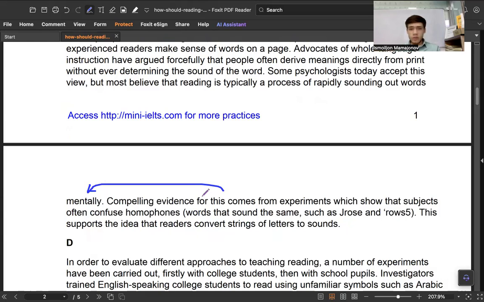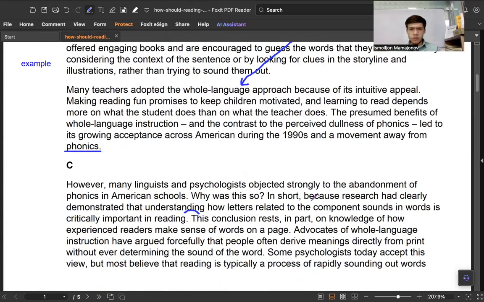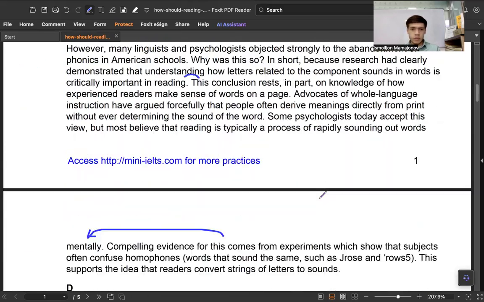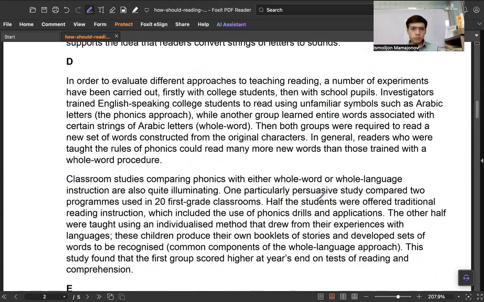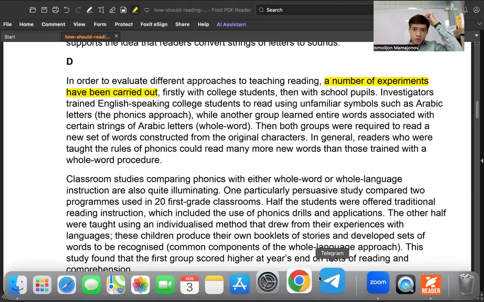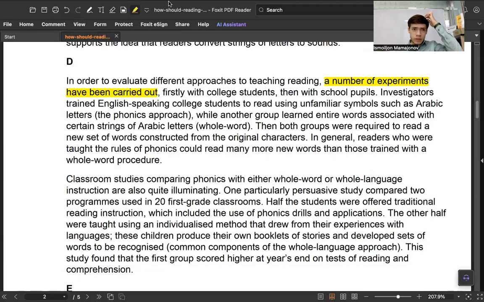Well, so many things going on. Some people are arguing. I don't even care what they are doing. All we need is the answers. So that's it. This paragraph says a number of experiments were carried out, which means it's going to be about experiments. I don't think we should keep going. That's quite enough, I guess.